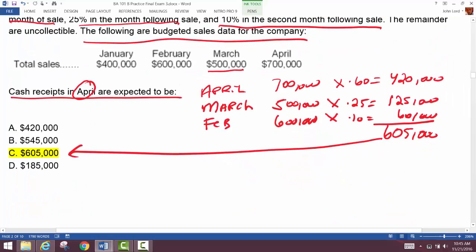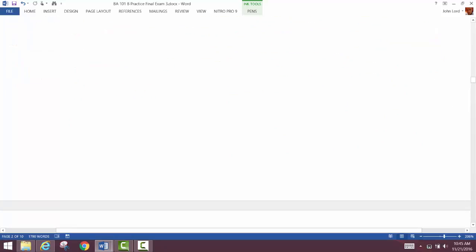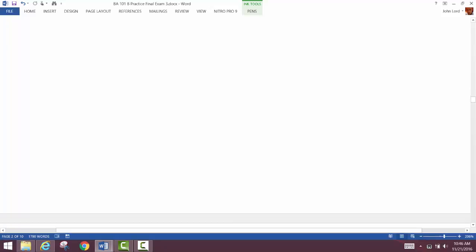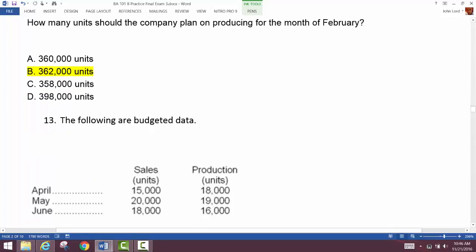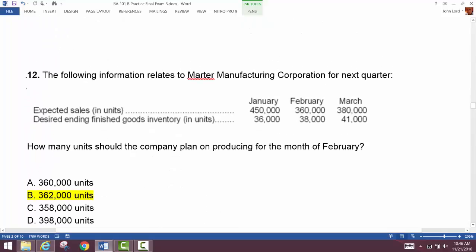Okay, good. Not too tough. Yeah, I guess there is a blank page in there now, isn't there? If I knew how to get rid of them, I would.